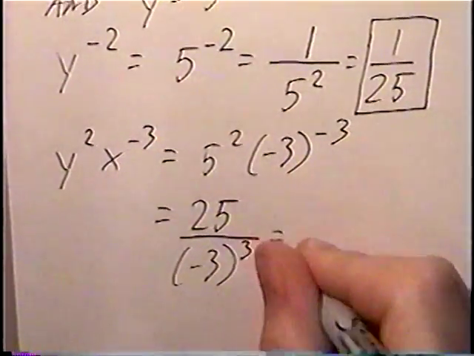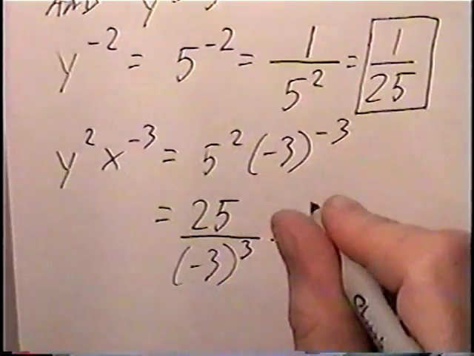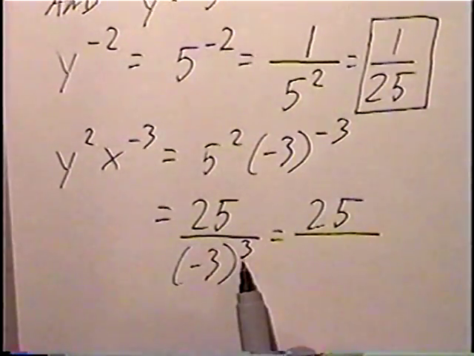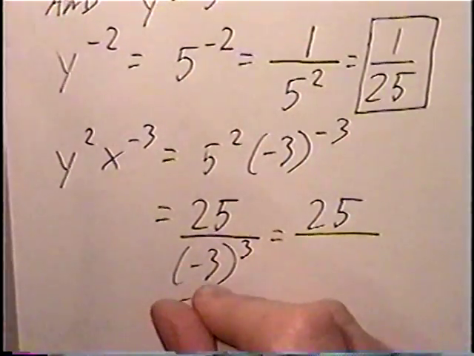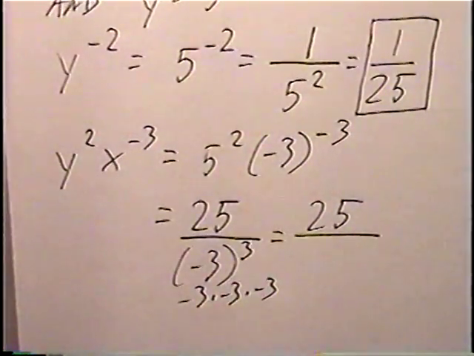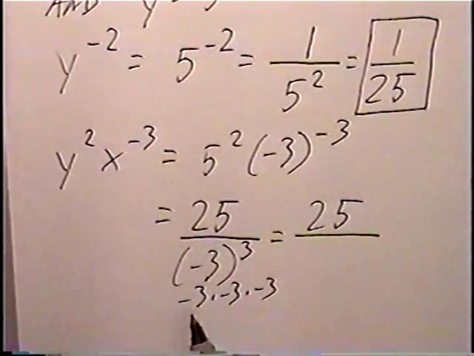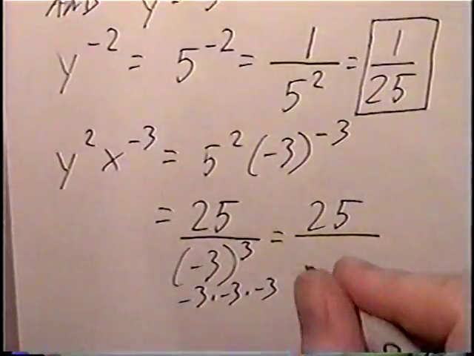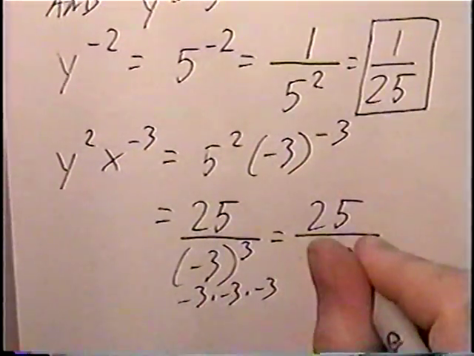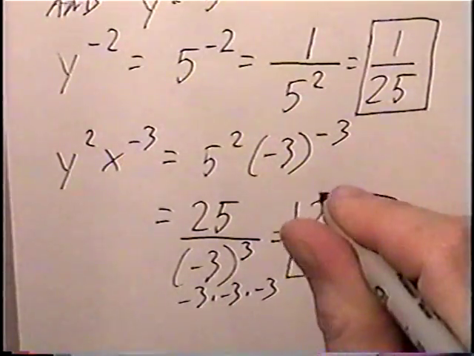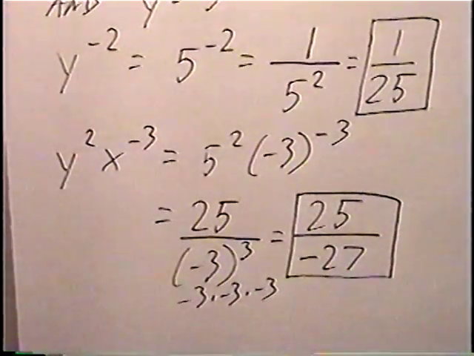3. So our 25 would stay the same, over negative 3 to the third power, which would be negative 3 times itself 3 times. Negative 3 times negative 3 would be positive 9, and 9 times a negative 3 would be negative 27. So our final answer would be 25 over negative 27.